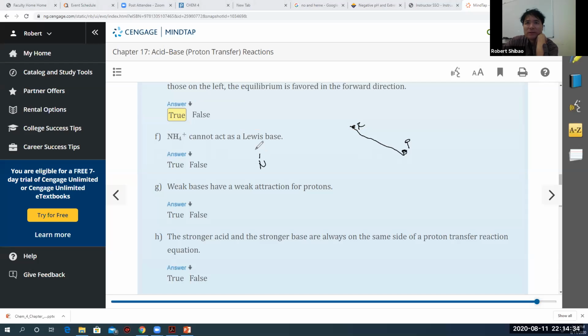And so if we have ammonium here, just do the Lewis structure. And we try to react it with acid, call this the base. What are we going to attach the acid to? There are no lone pairs or anything to attach it to. And so there's no reaction. So it cannot act as a Lewis base.